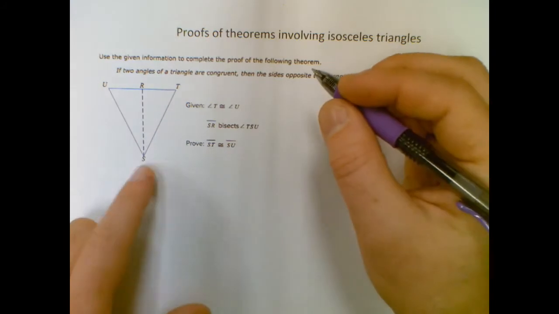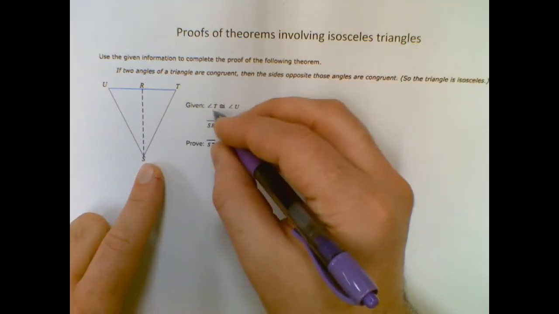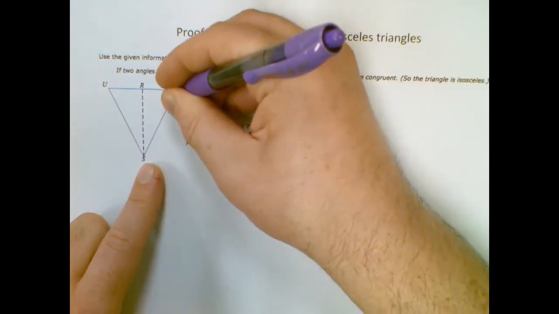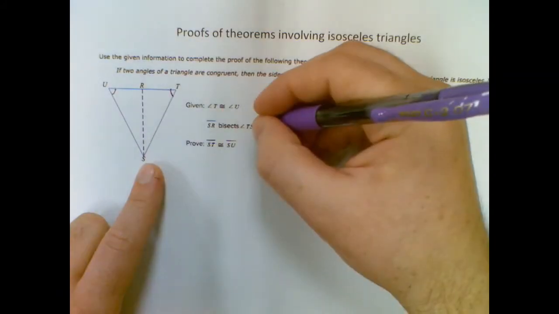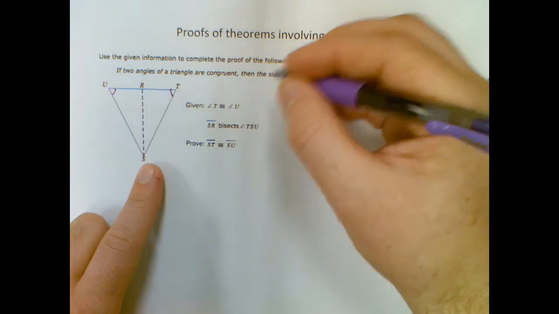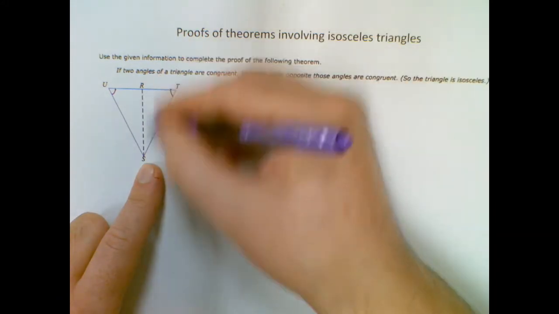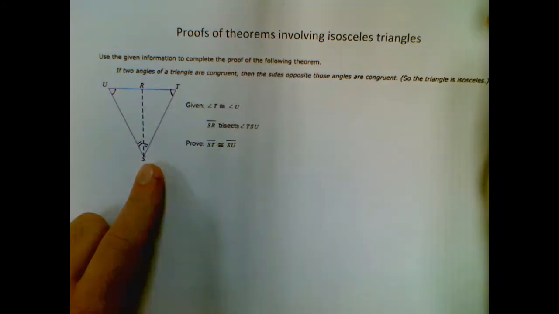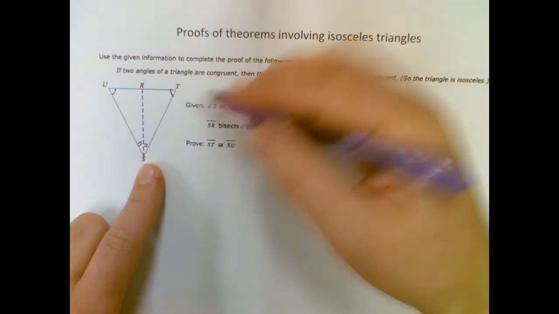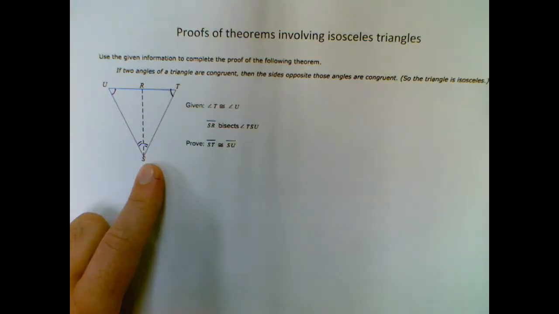So let's look here. We know that angle T is congruent to angle U. Okay, so those are congruent. SR bisects angle TSU. So this one bisects it, so that means these two bits are going to be cut in half. Good to know. Prove that ST is congruent to SU.